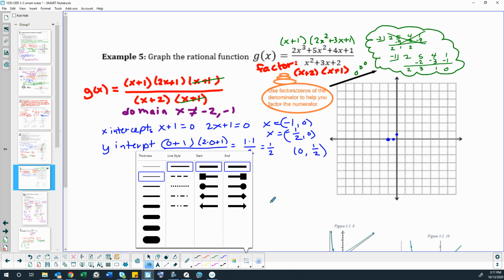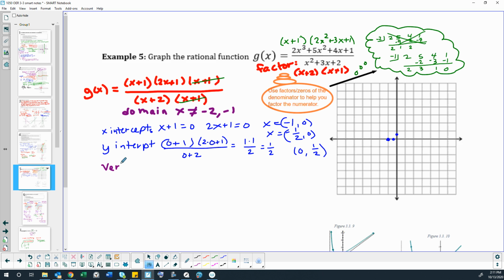All right, next step we are going to do our asymptotes. So let's do our vertical asymptote based on the domain. So domain is x cannot equal -2 or -1, but the -1 factor canceled out. So that means our only vertical asymptote is at x equals -2, because there's a hole at -1.